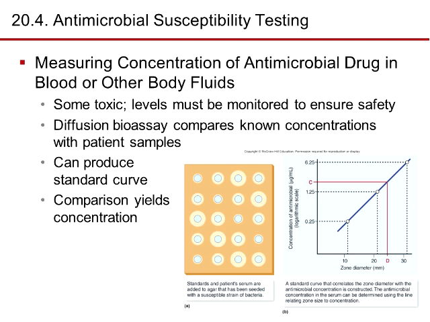We can measure the concentration of antimicrobial drug in the blood or other body fluids. Some toxic levels may be monitored to ensure safety. Diffusion bioassay compares the known concentrations with patient samples, and it produces a standard curve, and the comparison yields the concentration that's most effective, or the point where the toxicity level is too high to use.